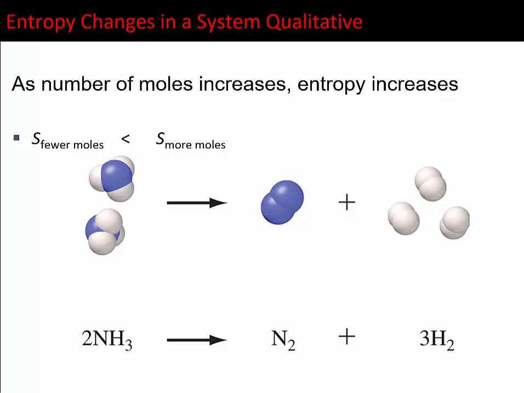As the number of moles increases, entropy increases. The entropy is less with the side with fewer moles than the side with more moles. So if I'm taking 2 NH3s and I'm making an N2 and 3 H2s, my entropy will go up because I've increased the number of moles.